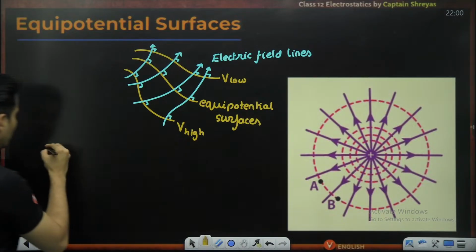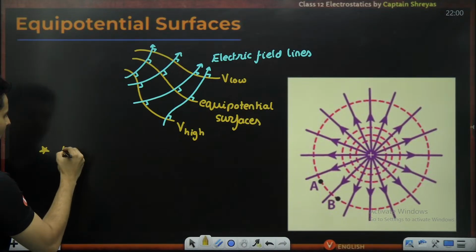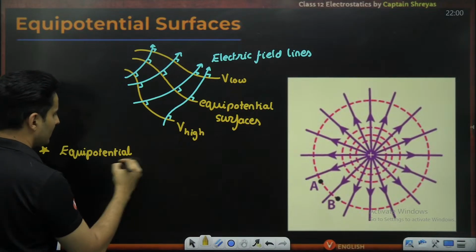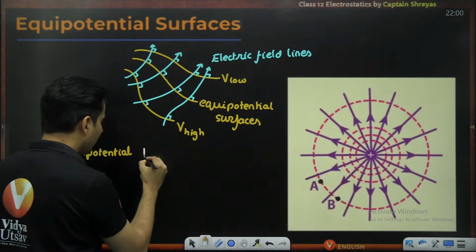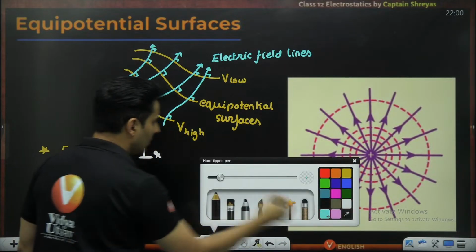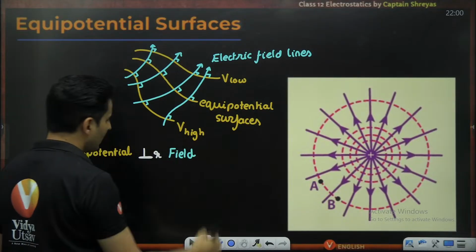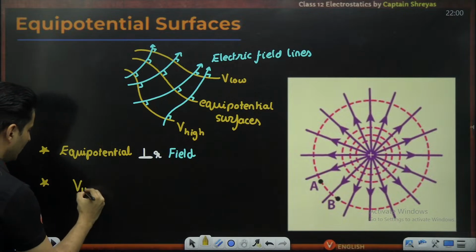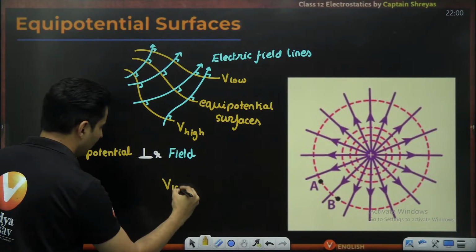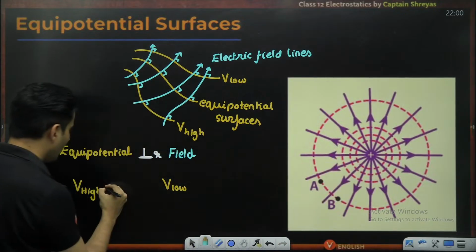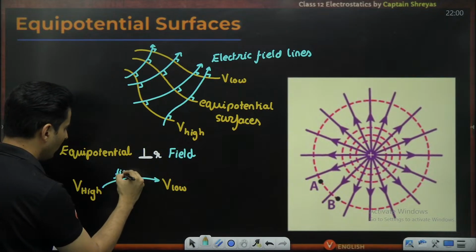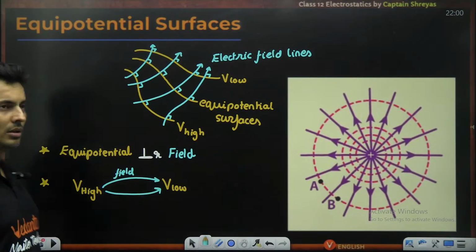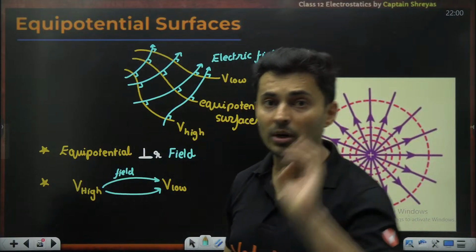Very, very important. So two important things which you are learning: equipotential surfaces are going to be perpendicular to the field lines. Next important thing, if you have high potential versus low potential, the field will always travel from high voltage to the lower voltage. Very, very important. These are two important properties.